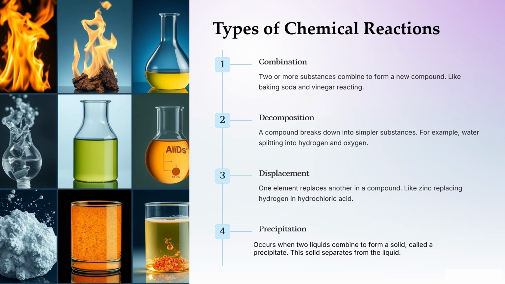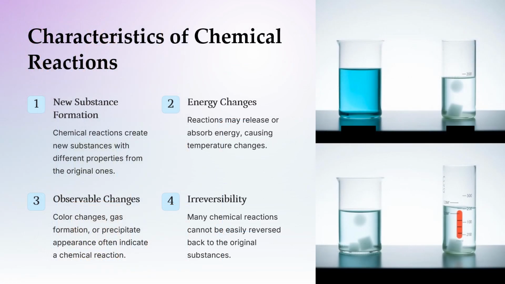Next is the precipitation reaction. The chemical reaction in which two different compounds react with each other in solution and lead to the formation of a compound that settles down at the bottom of the solution is called precipitation reaction. For example, reaction of silver nitrate solution with potassium bromide solution leads to the formation of red colored precipitate of silver bromide.